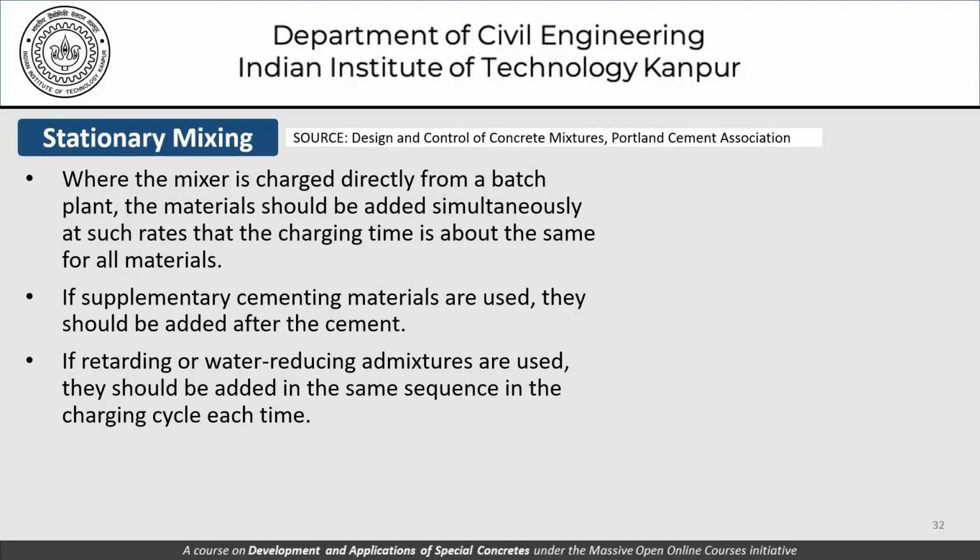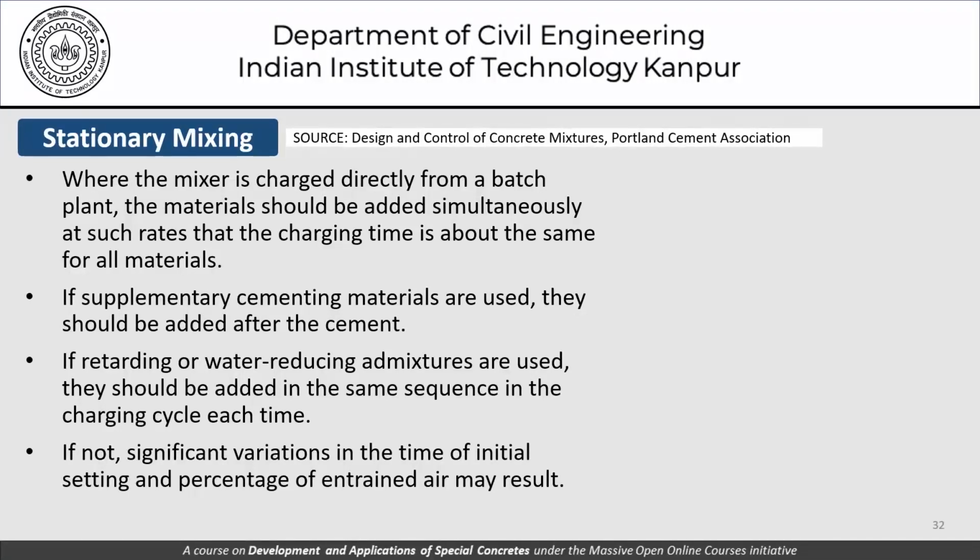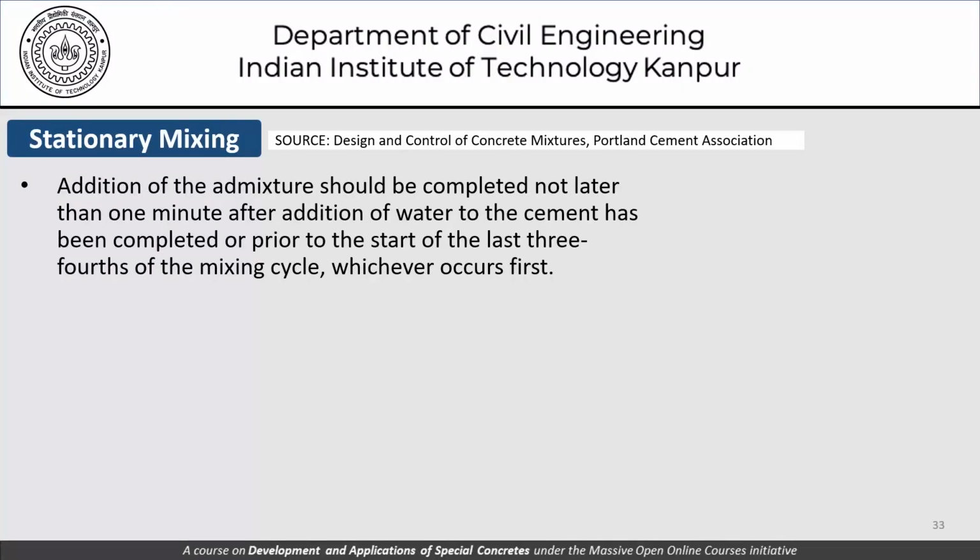So the process is not really an A plus B is equal to B plus A process. We should have a certain amount of consistency when it comes to charging the materials and mixers. If not, significant variation in the time of initial setting and percentage of entrained air may result. So these are the kind of things that we need to keep in mind when it comes to mixing the concrete. Addition of the admixture should be completed not later than 1 minute after the addition of water to the cement has been completed or prior to the start of the last 3/4 of the mixing cycle, whichever occurs first.